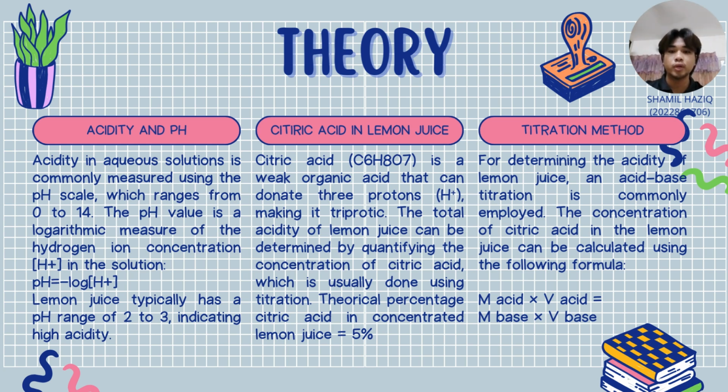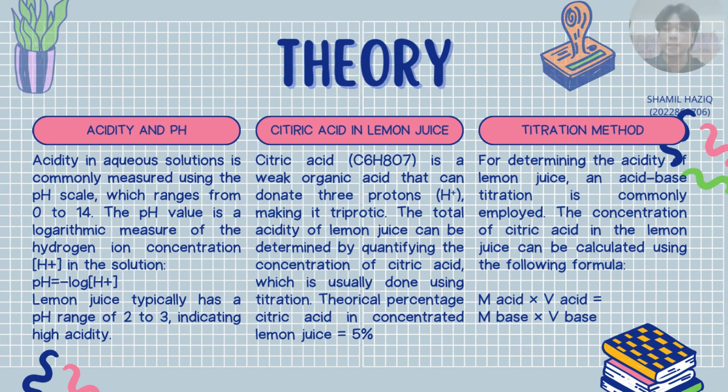The last one for theory is the titration method. For determining the acidity of lemon juice, an acid-base titration is commonly employed. The concentration of citric acid in the lemon juice can be calculated using the following formula, which is M acid times V acid equals M base times V base.